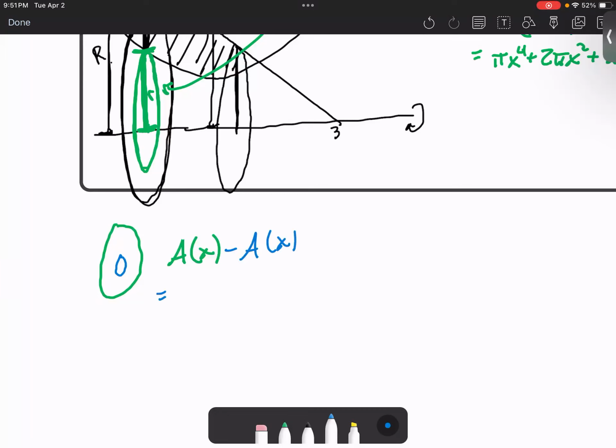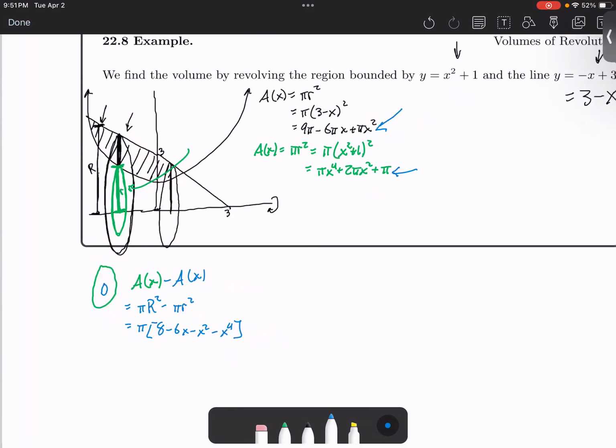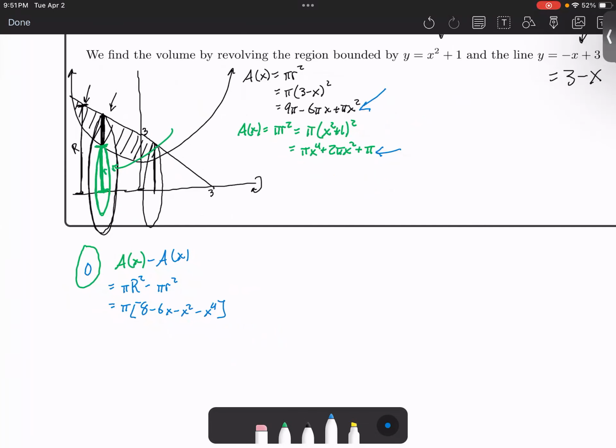So once we do this, we have pi r squared minus pi little r squared. We've already done all the work. This becomes pi times 8 minus 6x minus x squared minus x to the 4th, just by taking the big circle and subtracting the smaller circle and factoring out a pi. So this is how we find the areas of those washers.